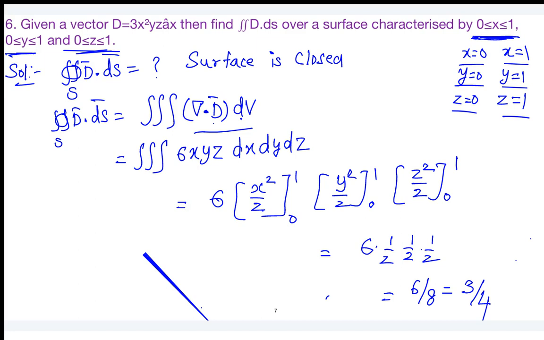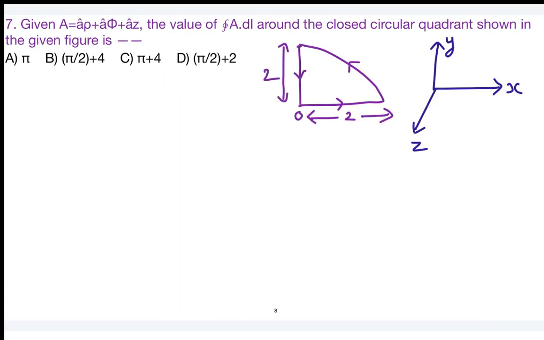See here, this is a problem. Read the question again. There is a vector given in cylindrical coordinates, a rho cap plus a phi cap plus a z cap. Then find the integral of A dot dl around a closed circular quadrant shown in the given figure. So this is also one of your previous year GATE questions. So we'll see the solution for that.